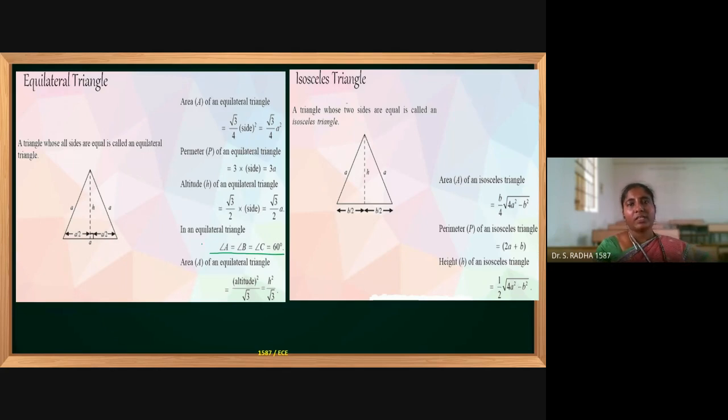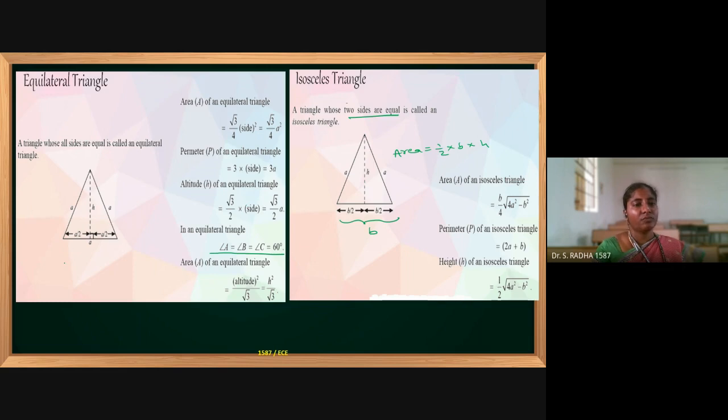Next, we have the isosceles triangle. 2 sides are equal length. I told you, isosceles means 2 sides are equal length. So you don't need to learn it by heart. Area equals half into base into height. Here the base is nothing but B by 2, B by 2. This complete is B, and H is already given.